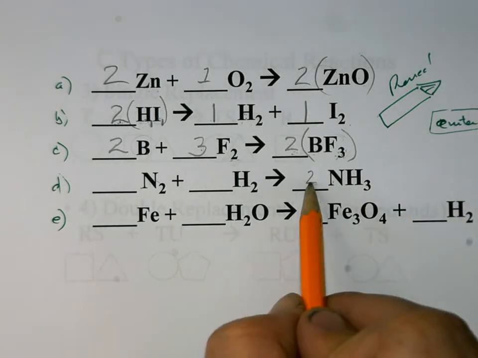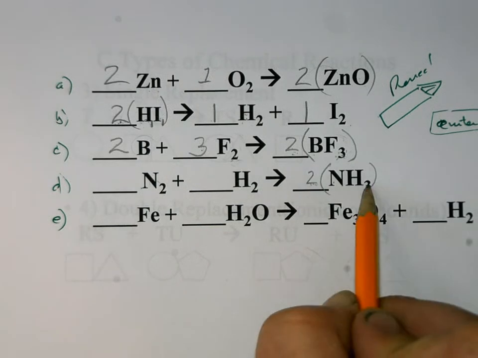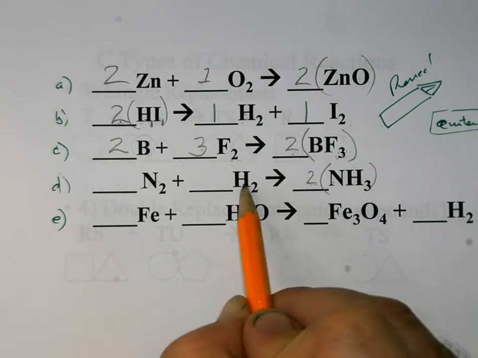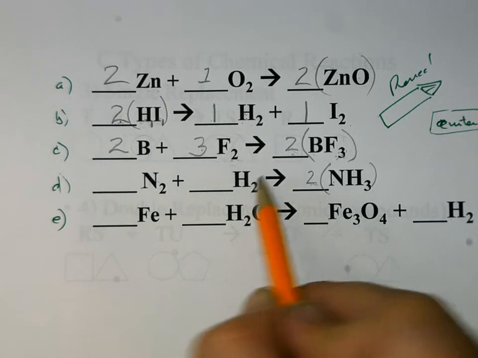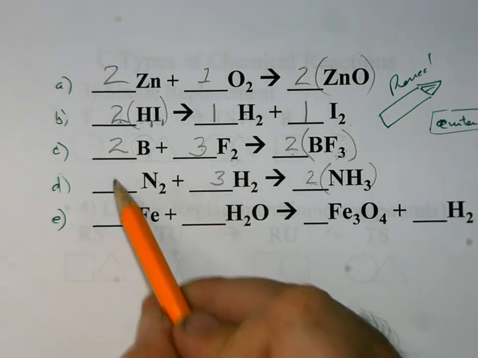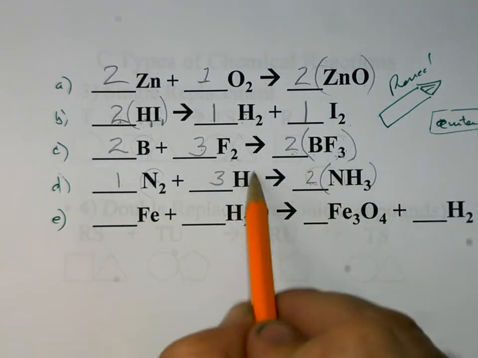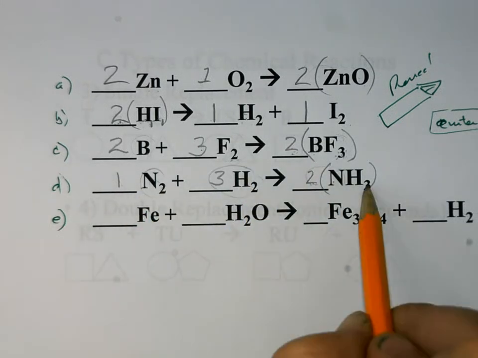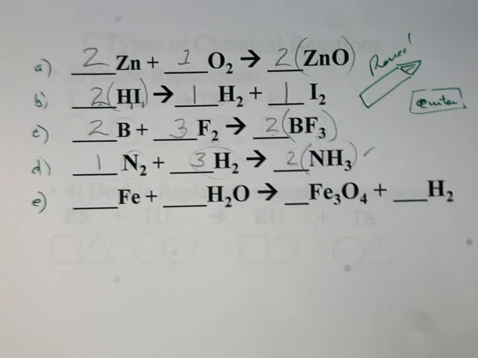Because we have the coefficient 2, that means we have 2 times 3, which is 6 hydrogens. Well, we only have 2 over here, so okay, 2 times what is going to be 6? 2 times 3. So now, let's see. 2 nitrogens, 2 nitrogens. 6 hydrogens, 2 times 3 is 6 hydrogens. Okay, we got it.